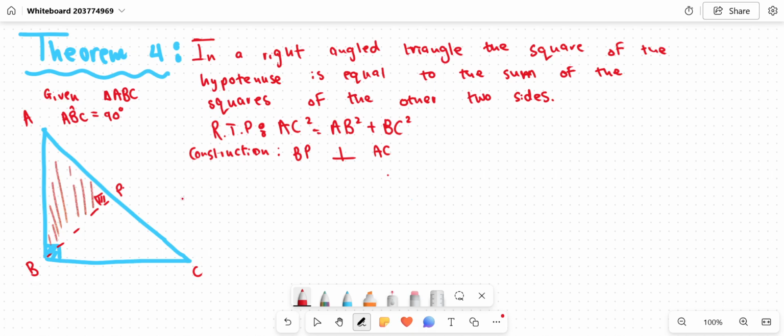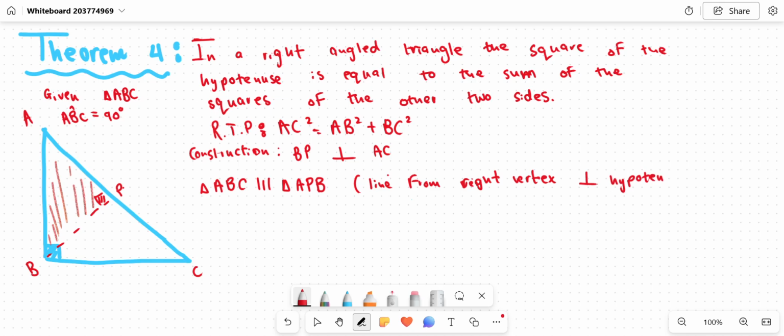But let me state that first statement: triangle ABC is similar to triangle, let me label it correctly, APB. And since they're similar, my reason for saying that is that this is a line from the right vertex perpendicular to the hypotenuse. So this is the reason for the previous theorem.